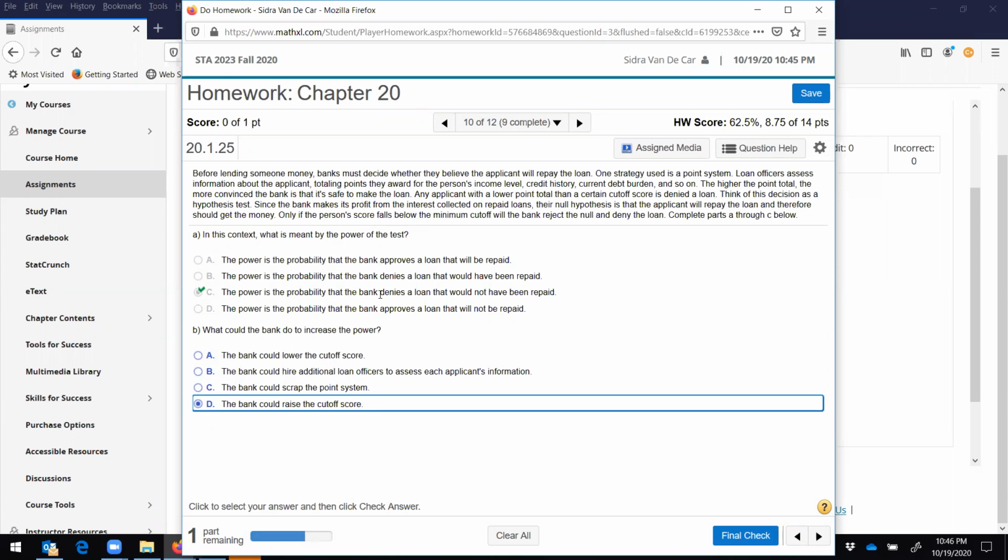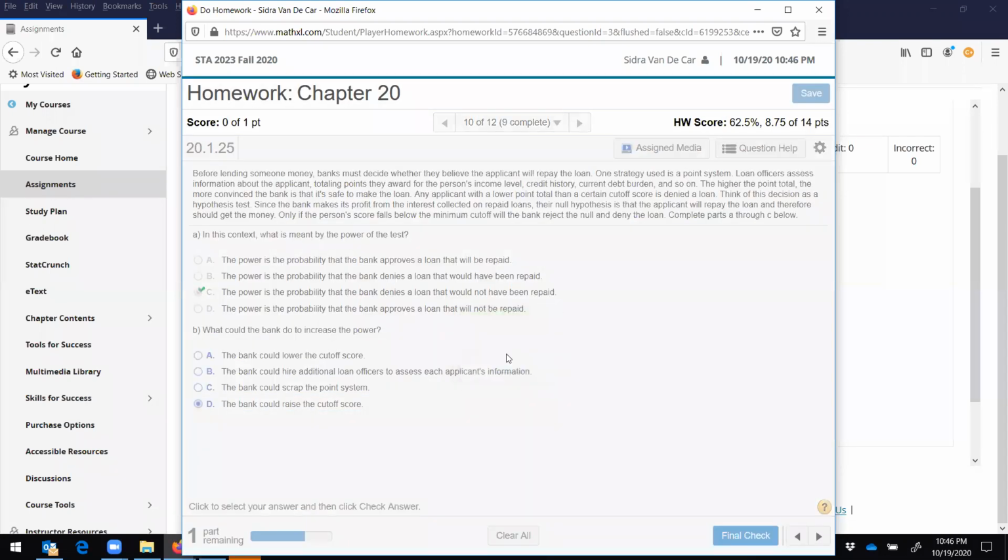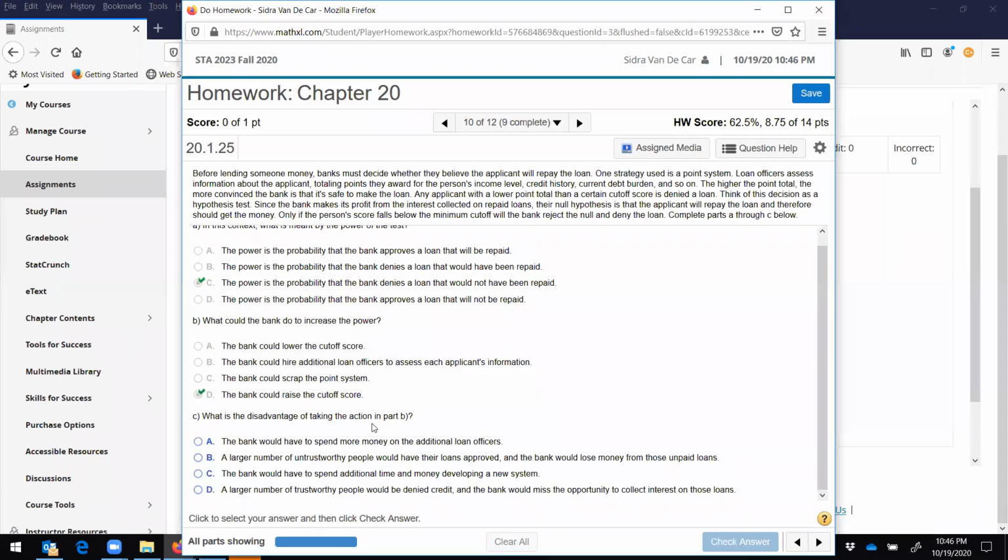The higher I make the cutoff score, the more likely I'm going to catch everybody who doesn't default. And that's what we would do, right? That would increase the power. Okay. What is the disadvantage of doing that? Well, we'd also end up telling a lot of people who would repay the loan that they can't have the loan, right?